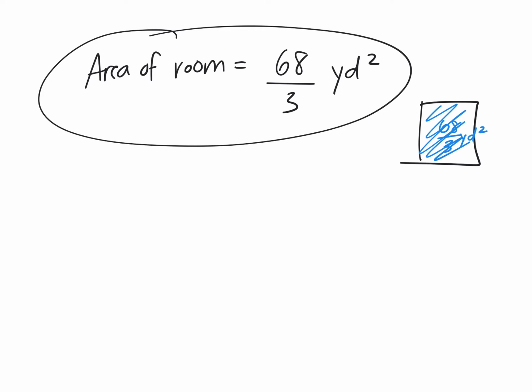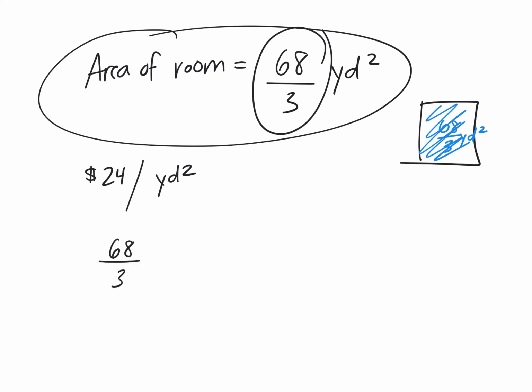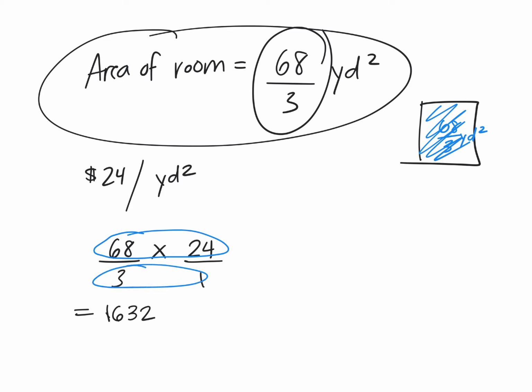Well, the question said we have to figure out how much it's going to cost us all together. If it's $24 for every square yard and I have 68 over 3 square yards, what am I going to do to find the total cost? Take 68 over 3 and multiply it by the cost, which is 24. Let's make it a fraction. We're multiplying fractions. How do you multiply fractions? Numerator times the numerator. Good. And then we multiply the denominators. 3 times 1 equals 3.